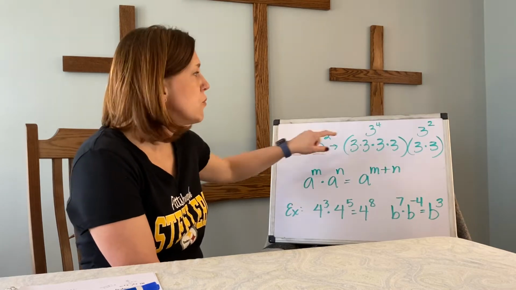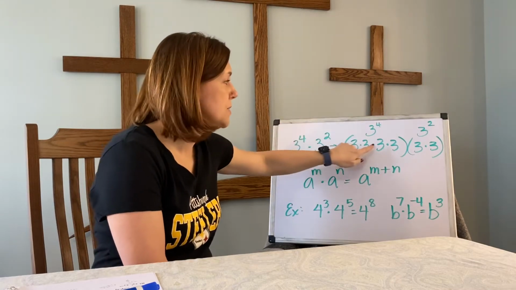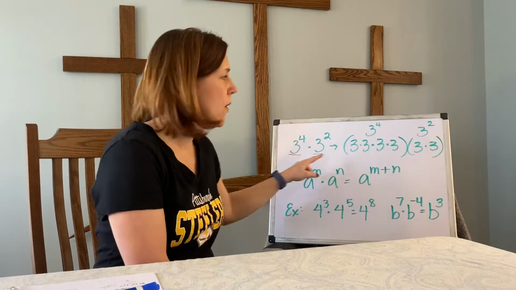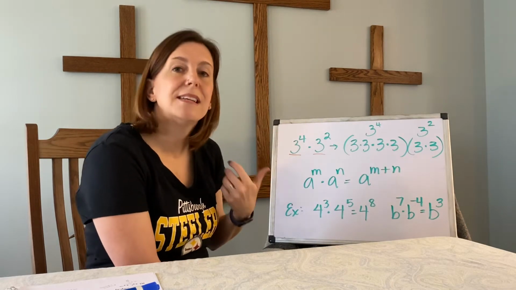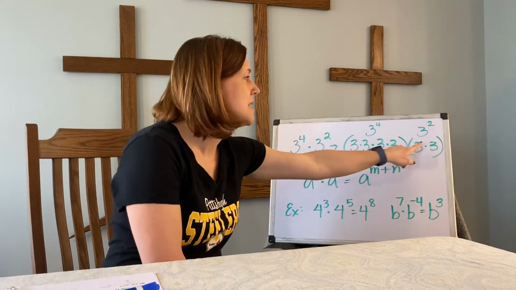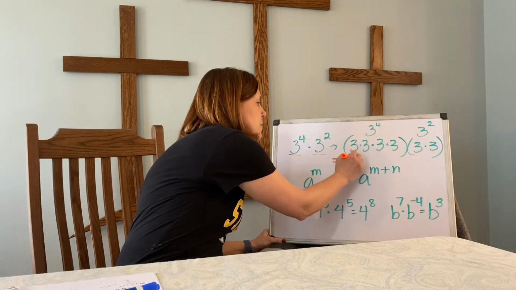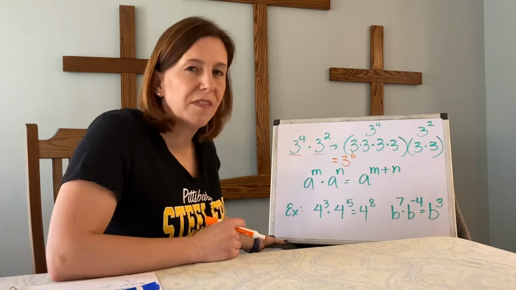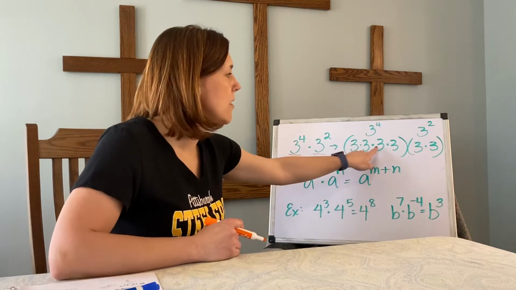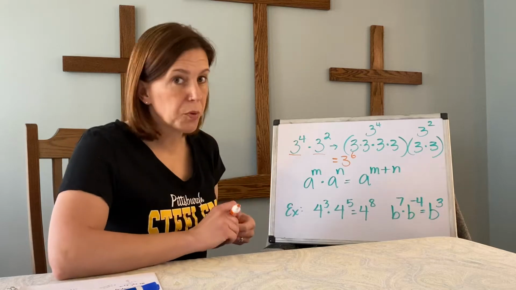Whenever I write this out, 3 to the 4th is 3 times 3 times 3 times 3. 3 squared is 3 times 3. If I write them out like that, I can see how many 3's I'm actually multiplying together. It would give me 6. So my answer for this problem would be 3 to the 6th. My simplified version of this problem is 3 to the 6th. If I wrote it out, I see that it adds up to 6, which sets the stage for today's property.